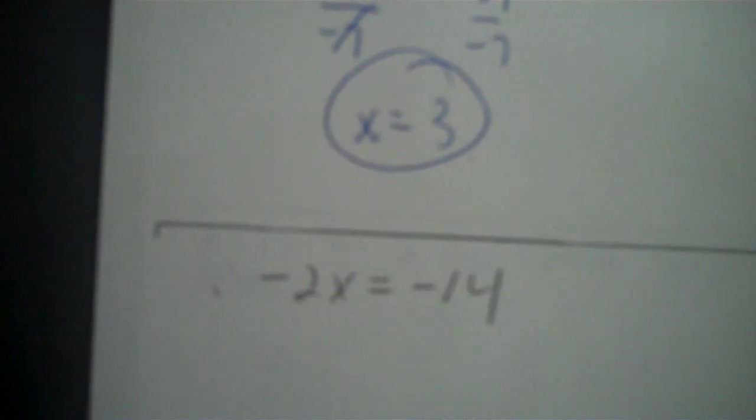Negative 2x equals negative 14. So again, we don't have like terms of x. Mark your operations. So that's times. So you just have to divide by negative 2. Negative 2 times x equals negative 14, so I'm just dividing by negative 2. And that's 7.